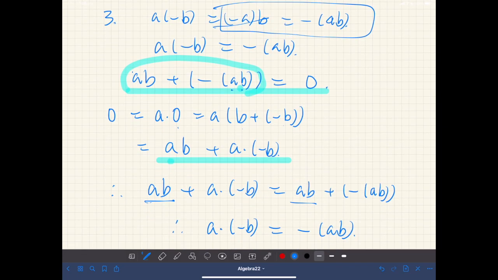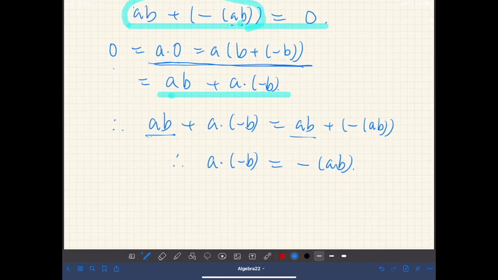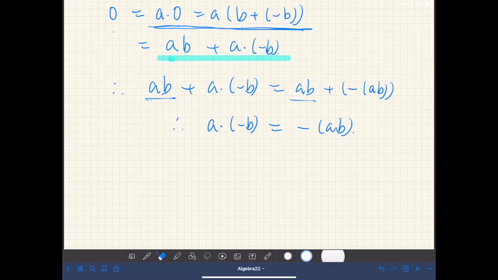And we can prove the second part in a similar manner. So instead of expanding b in this way, we can find 0 is equal to 0 times b and such and such. I think you can guess. Okay. So by proving the similar thing in a similar manner, we have negative a times b is equal to negative of ab. So these are of course equal.